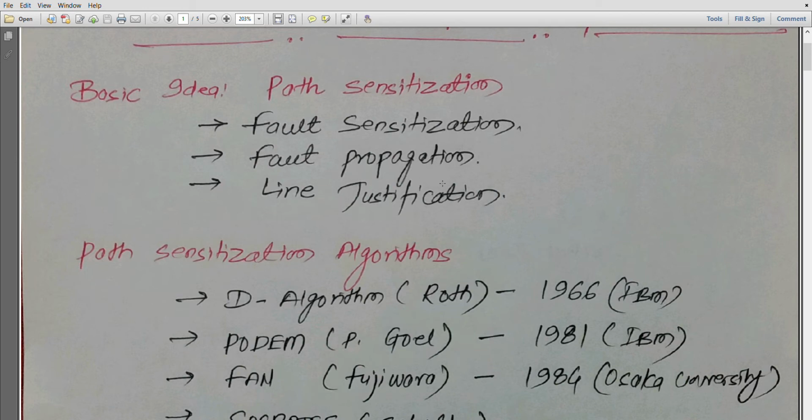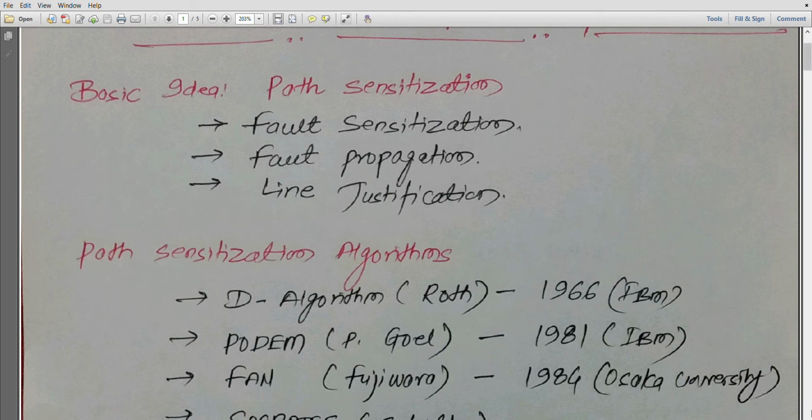And third one is line justification. Line justification is nothing but the back tracing. We used in the previous lecture the two terms, forward tracing and backward tracing. Fault propagation is nothing but the forward tracing. And when I say line justification in this particular lecture, this means we are going in the backward direction, and that is also known as the backward tracing, as I told you in the previous lecture. So do not confuse the terminology. This is the forward tracing and this is the backward tracing.